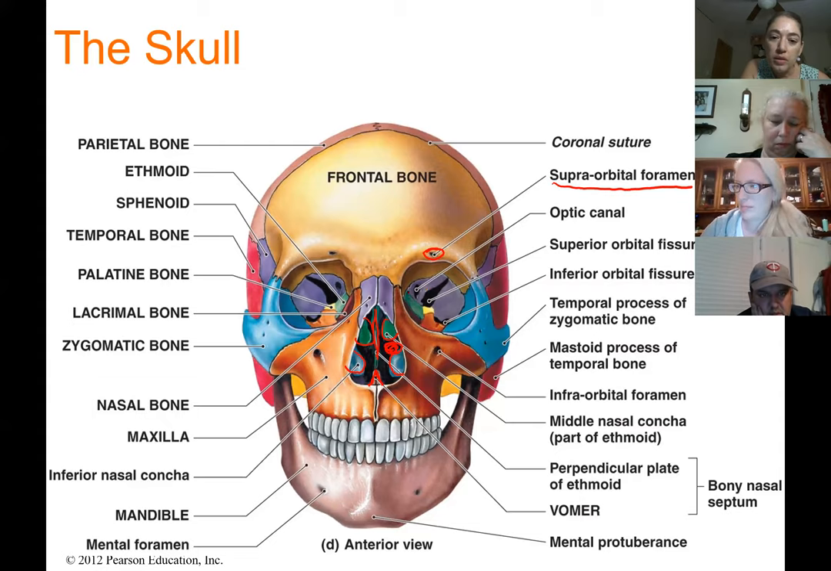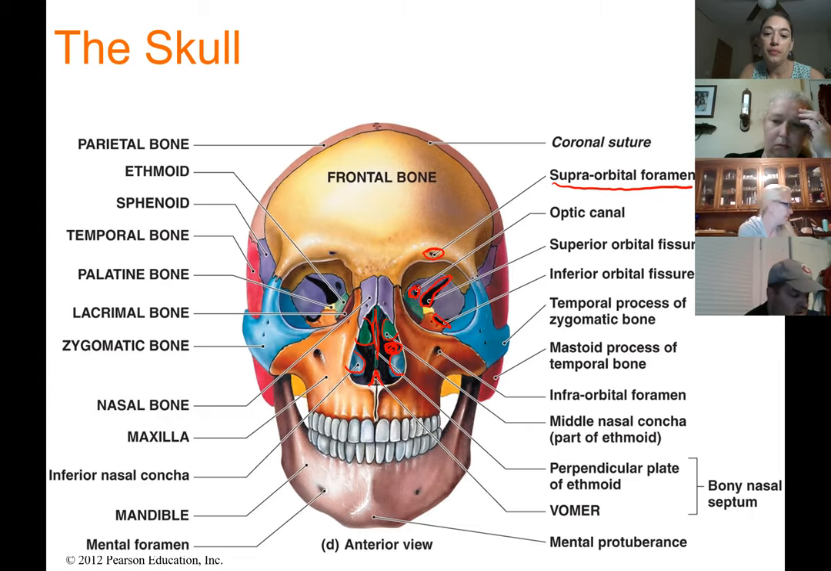There is a little circle here. That's your optic canal, and that is where your optic nerve travels from your eye back into your brain. Then you have this big, long, jagged hole right next to it. That's your superior orbital fissure. Then down below is a smaller jagged hole. That's your inferior orbital fissure.